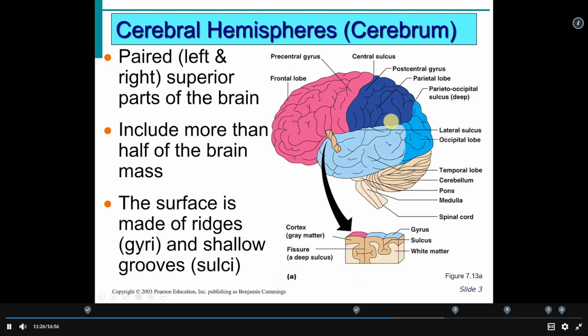On the cerebral hemispheres, you will see these little ridges. And you can see down here, these little ridges. A ridge is called a gyrus. Now, a gyrus is singular, and gyri is plural. There are also these shallow little cracks, and sulcus is singular, while sulci is plural. And then sometimes you have these really deep cracks, which is called a fissure.